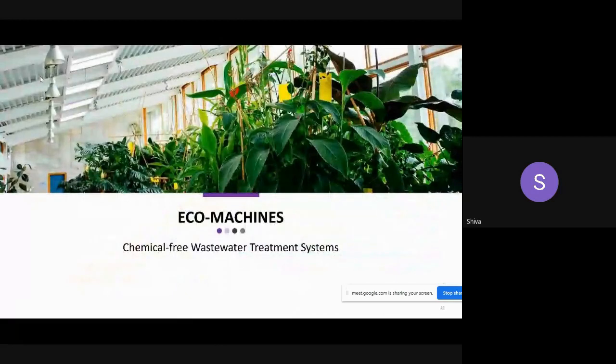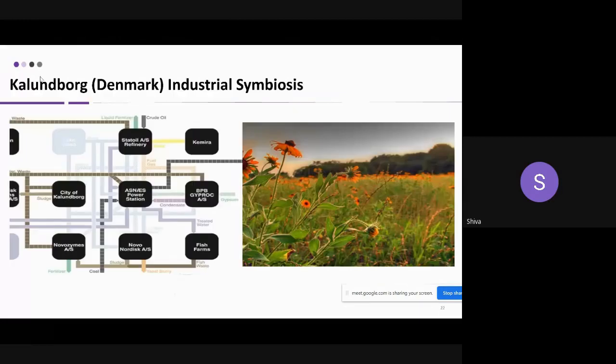Eco machines, again, like I told you, this is Professor Todd, who is making sanitation systems using microorganisms to purify water. It's chemical-free wastewater treatment inspired by wetland water ecosystems. Look at this, okay? This is an entire ecosystem now. It's called industrial symbiosis.